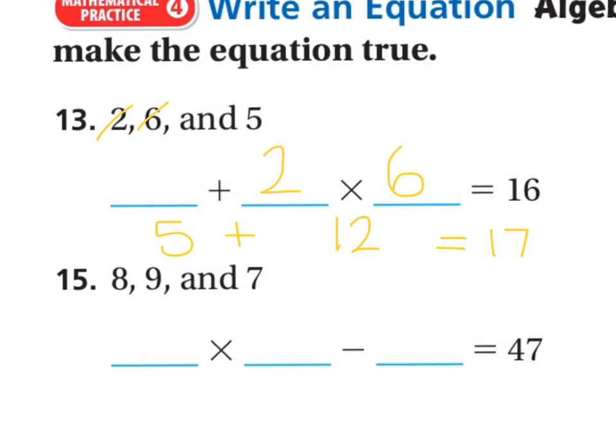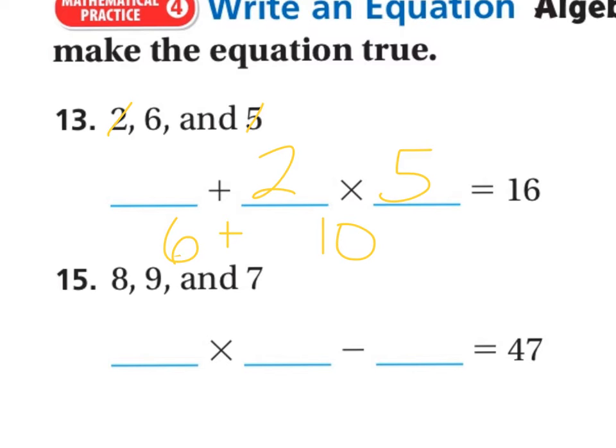So I'm going to erase, and I'm going to check again. I did 2 and 6. Let's try doing 2 and 5. 2 times 5 is 10. If I add the 6, 6 plus 10 is 16. Aha, that's the answer I want. So this is the correct answer.